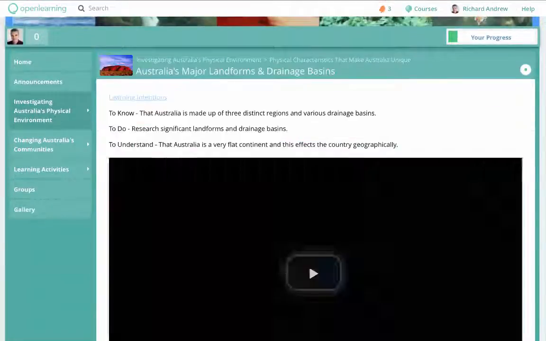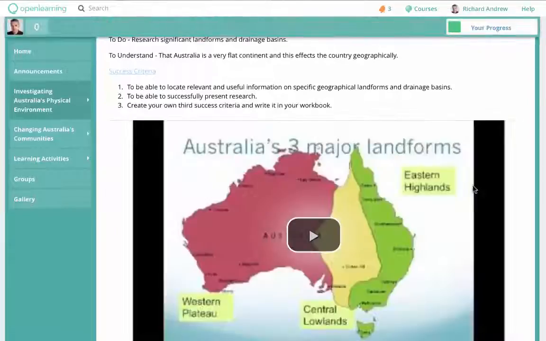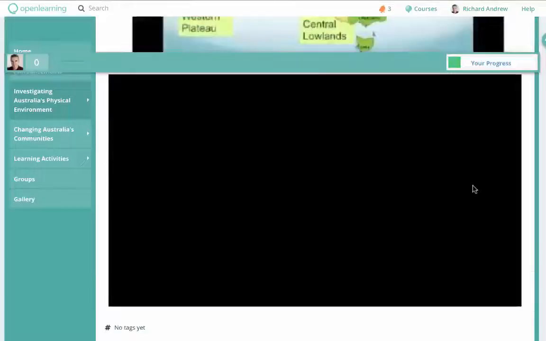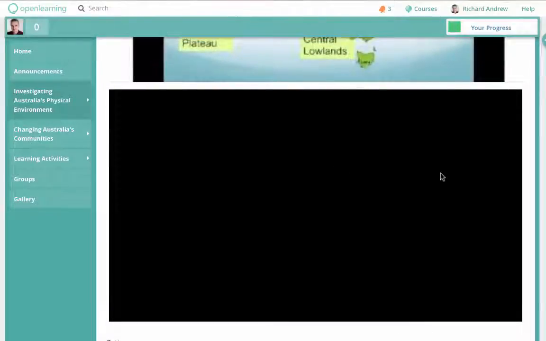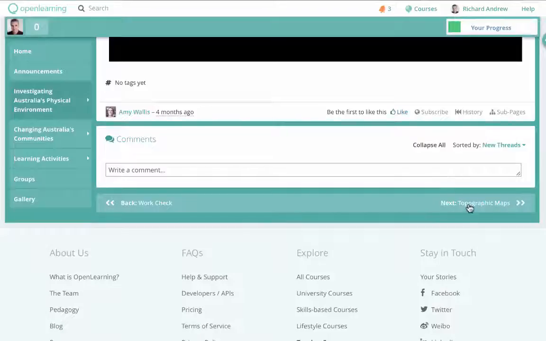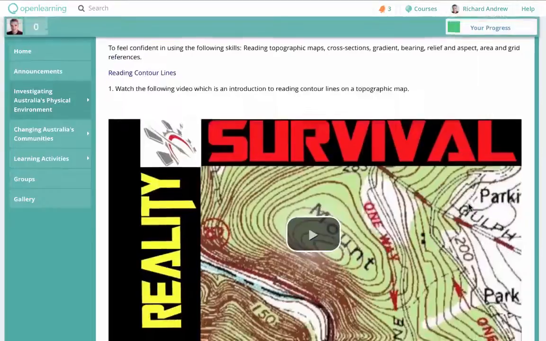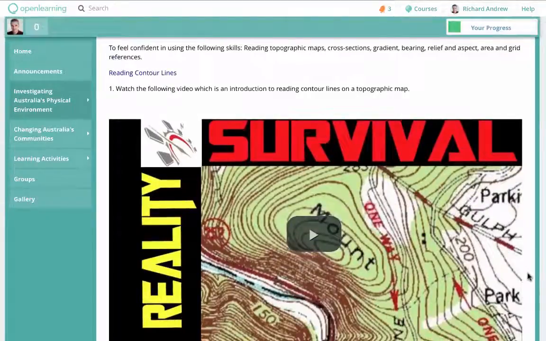We moved on to looking at Australia's major landforms and drainage basins. Again, this is a video that I made because I couldn't find anything which suited my purpose. Then we moved on to topographic maps. This is a skill that many people have a lot of trouble with, the students, when they're learning topographical maps.